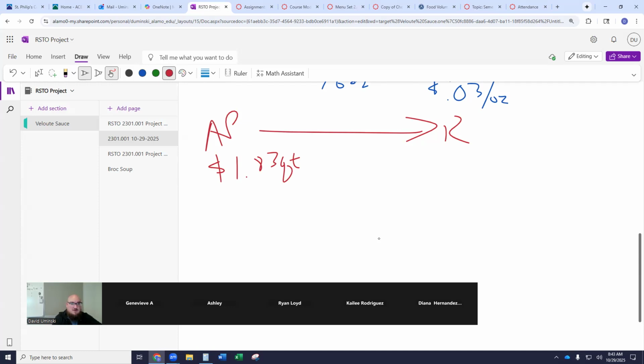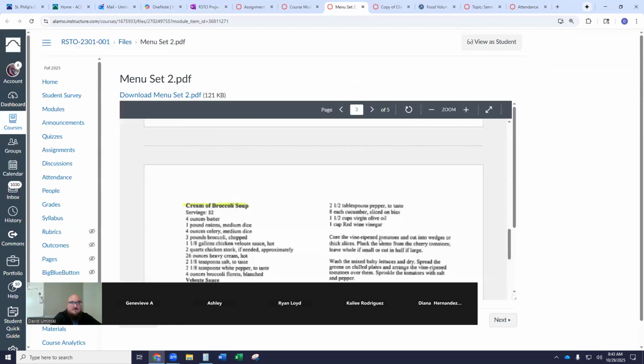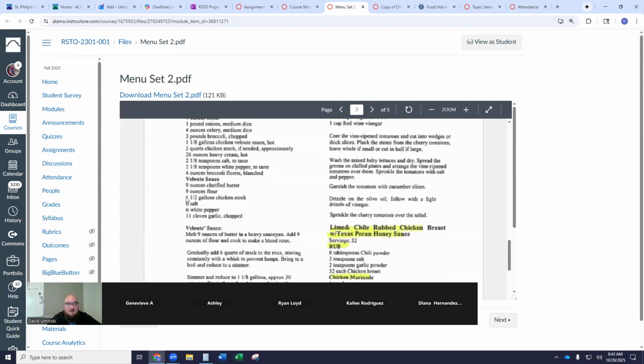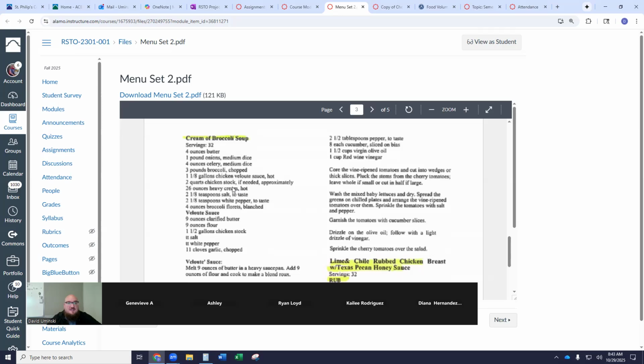Wait, the recipe is the one where you find it in the project notes, right? Nope, the recipe is in the menu set. No wonder I've been getting it all wrong. The recipe is in menu set two, that's where you're going to find all of your recipes. Oh my! That's okay. It's still early in the project. If this was your last recipe, we might have some issues, but this is one of the first ones, so you're good.